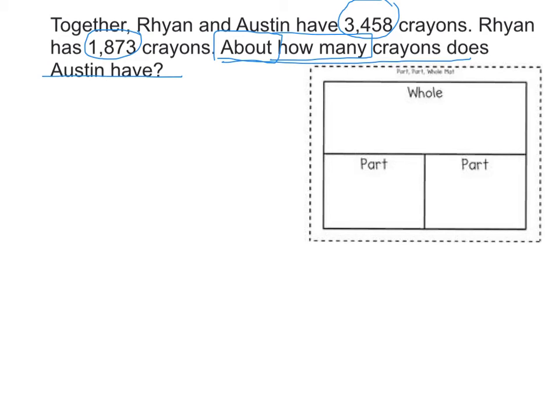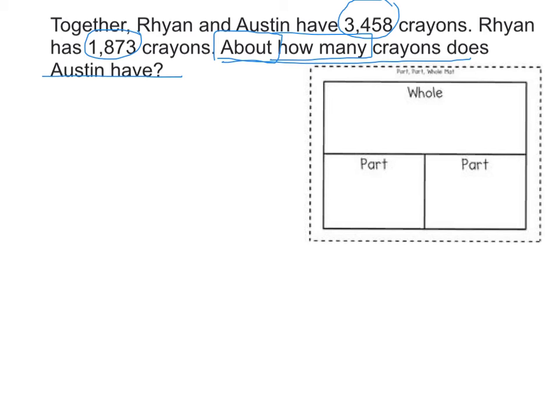So I know that Ryan and Austin have something all together, and I know that Ryan has a certain number of crayons, and I don't know what Austin has. I also know that the question is asking me to find out about how many crayons. So that word about tells me that I don't need to find an exact answer. I just need to find an estimated answer.